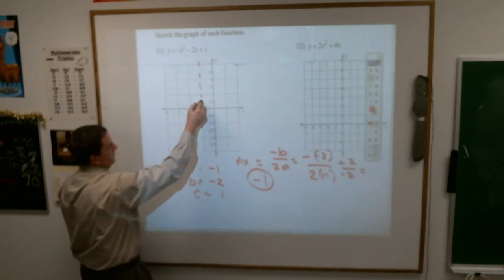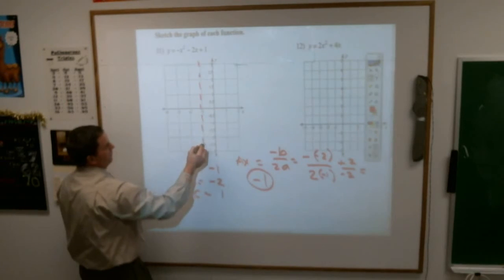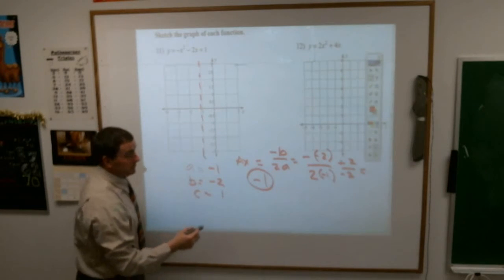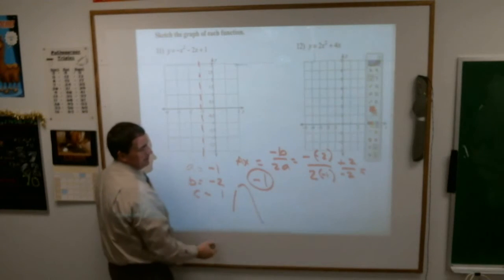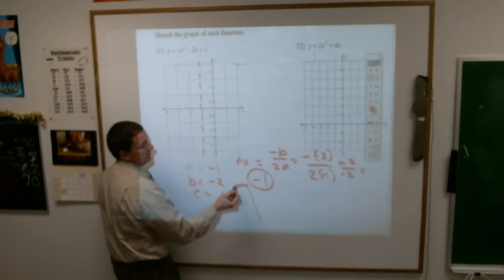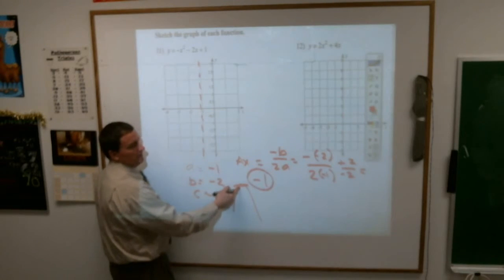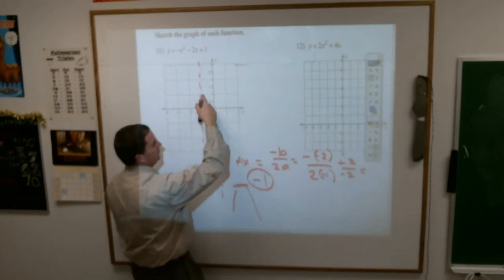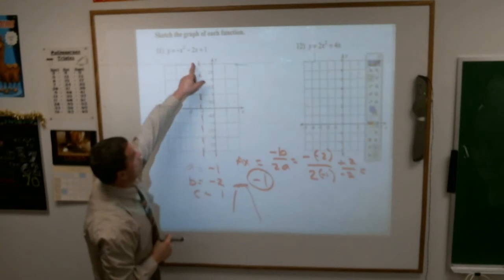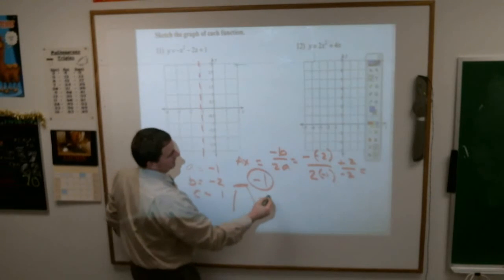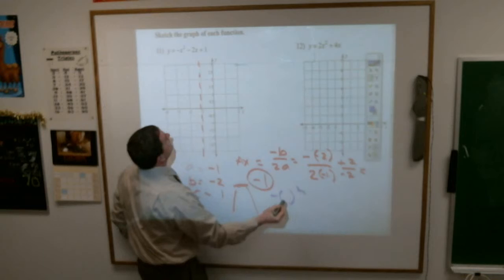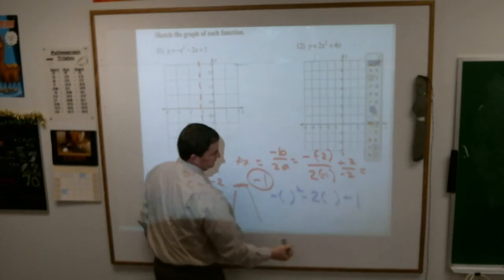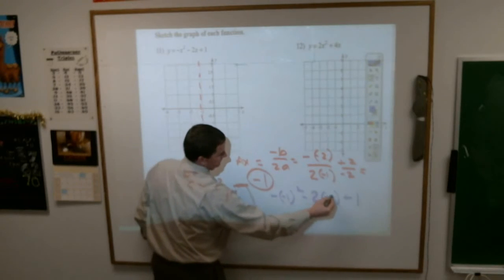So you know this thing is symmetric about that axis. You also know that it's a negative x squared, so it's going to be an upside down umbrella. So you're going to try to find its highest point, its maximum point. To do that, you take this -1 and see where the y value is, which means you put it in this equation: negative x squared minus 2x plus 1.